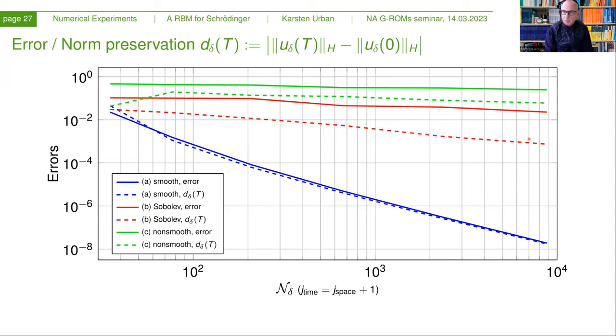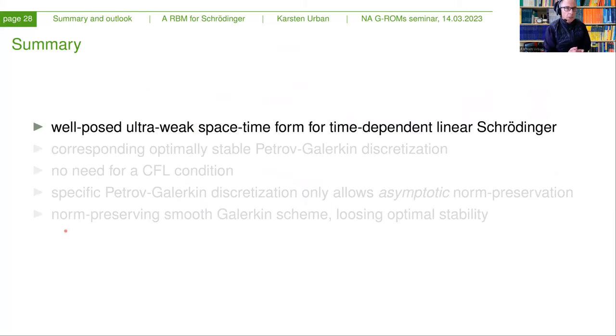That's the first message. The second message is that even in the low regularity case, we get the expected maximal rate of convergence that you get from the trial and test space selection. And what we also saw in that case is that, in fact, time marching schemes severely suffer from the lack of regularity. Good.